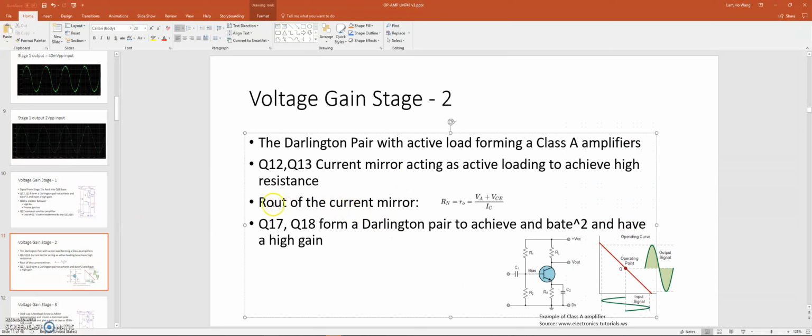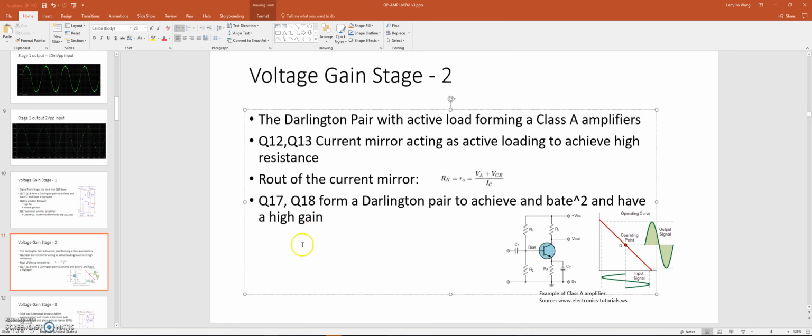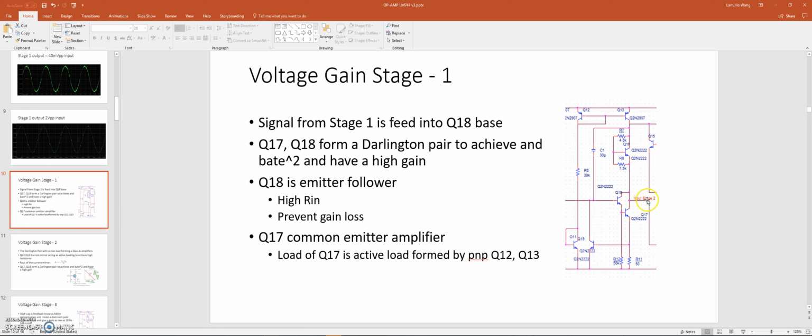The benefit of using a current mirror is that we have a good output impedance, and also we can minimize the power dissipation. So here's the equation for the output resistance of the current mirror, and then basically we're going to output this signal to the final stage.